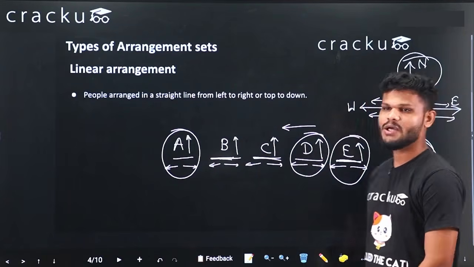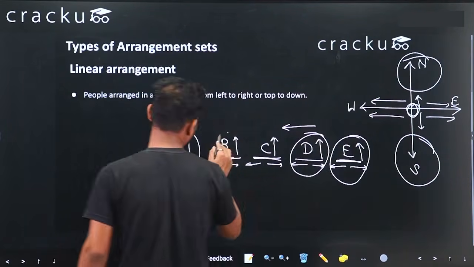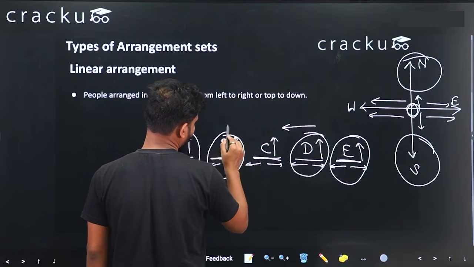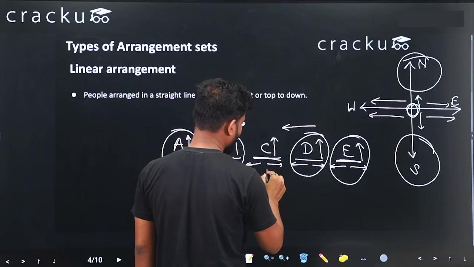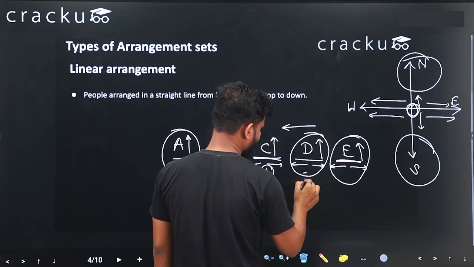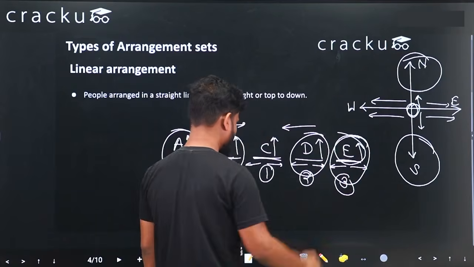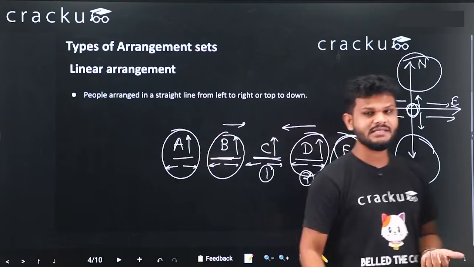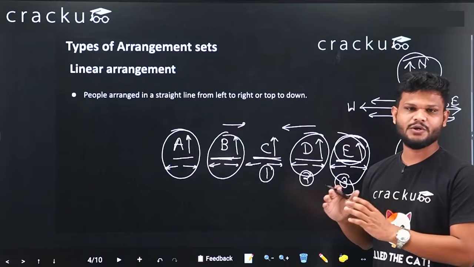Now if I say who is third to the right of B, so what will I do? I will first say B. B's right is this one. I will forget B and I have been asked third to the right. So I will count 1, 2 and 3. So E is sitting third to the right of B. This is how you position the people based on their respective positions.